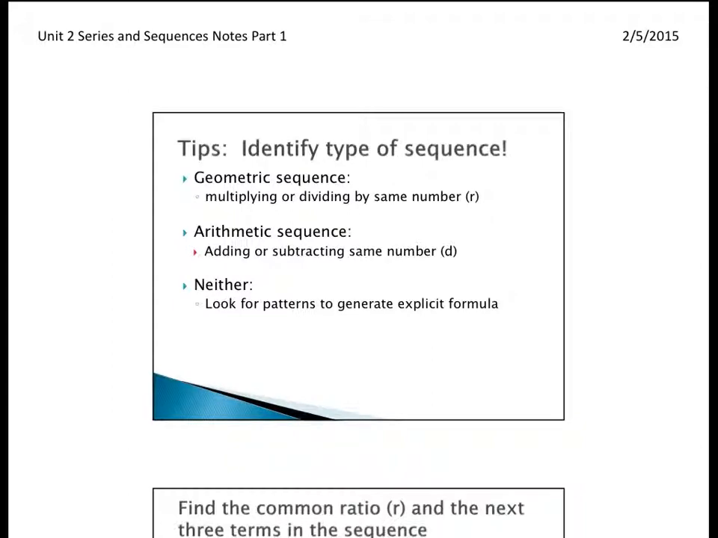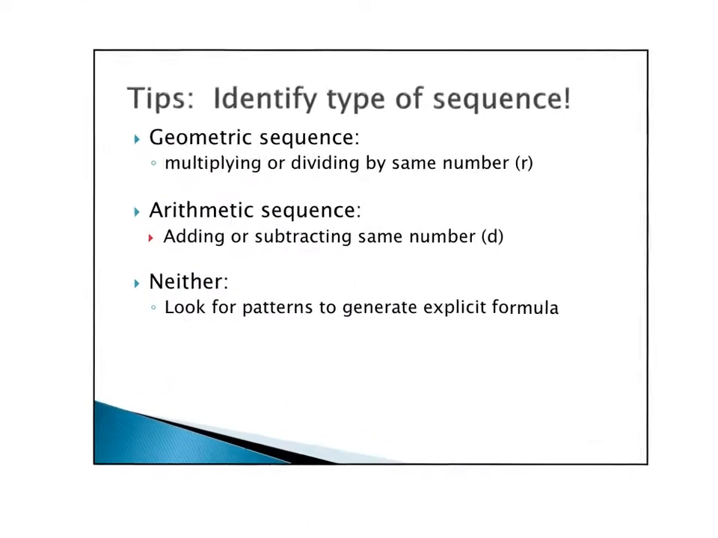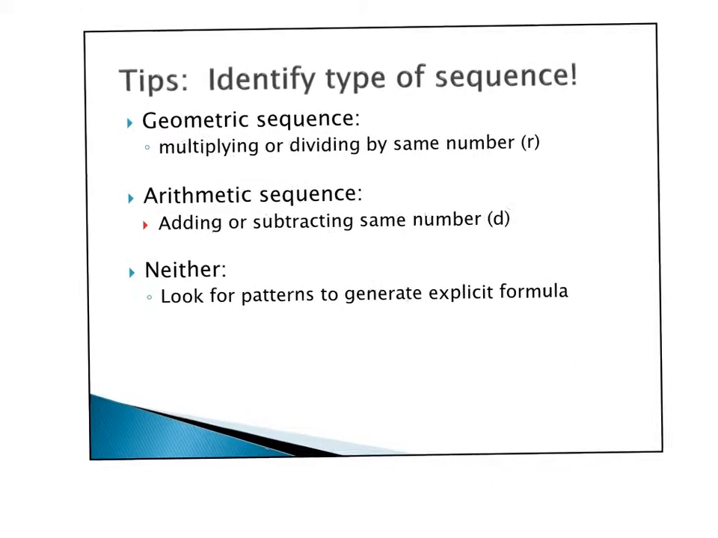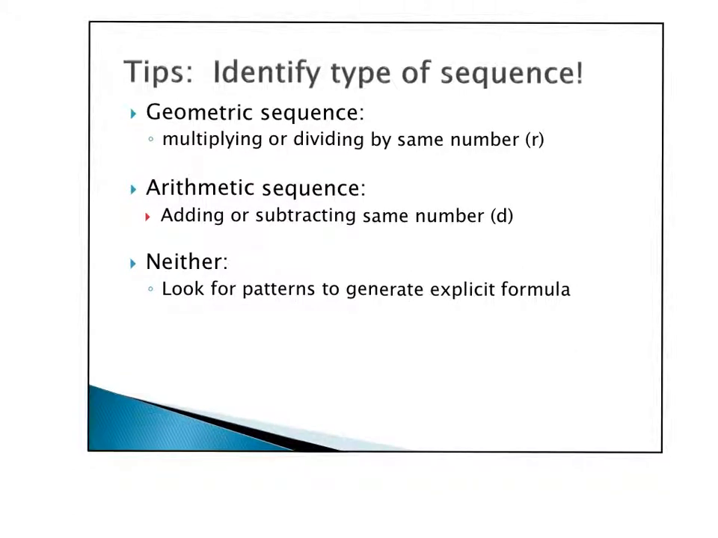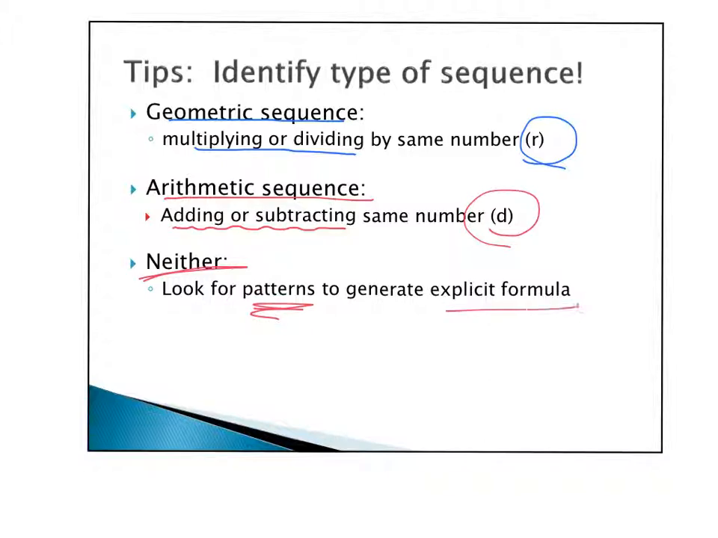Alright, so when we're trying to determine how to identify what kind of sequence we're working with, there are a couple dead giveaways. Number one, to find a geometric sequence, we look to see if I'm always multiplying or dividing by the same number, and that same number that I'm always multiplying by is my common ratio r. If I'm trying to determine if I'm working with an arithmetic sequence, I'm going to look for always adding or subtracting the same number, and that same number is going to be my common difference, d. If neither one of these works, then it is going to be a neither case, and we're just going to look for patterns to find our explicit formula.